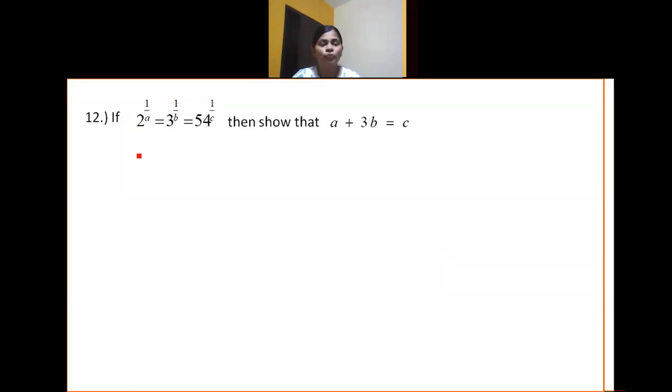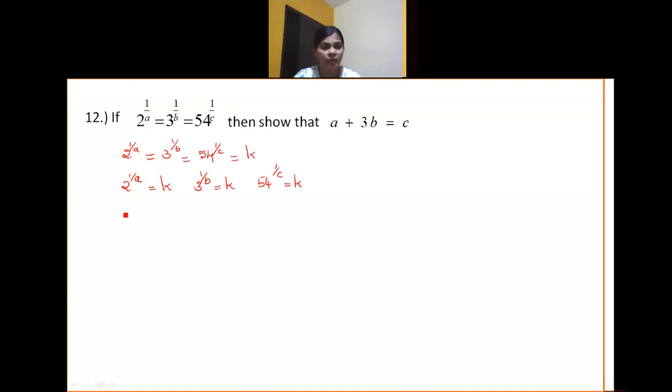Okay, so I have 2 to the power 1 by a is equal to 3 to the power 1 by b is equal to 54 to the power 1 by c. They said these three things are equal, so let me take them as equal to some k. Now let me take them separately. 2 to the power 1 by a is equal to k. 3 to the power 1 by b is equal to k. And 54 to the power 1 by c is equal to k.